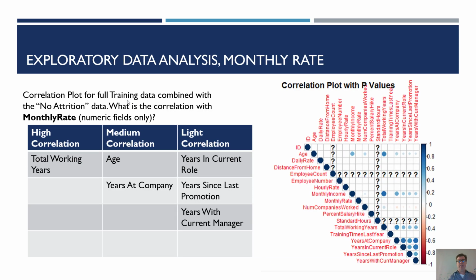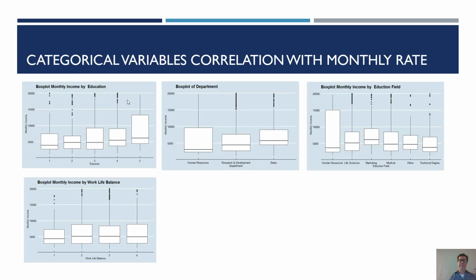Looking at the data first, in terms of the numeric fields, there was high correlation between the monthly rate and the total working years. There was also correlation with age, years at company, and the other years fields. And all of those fields correlated with each other as well. For example, total working years correlated strongly with age.